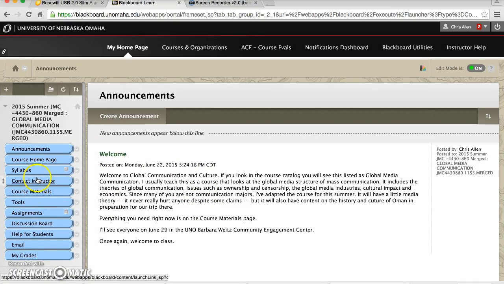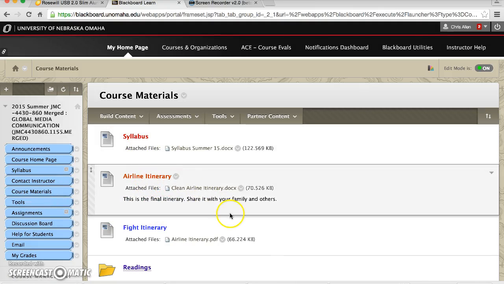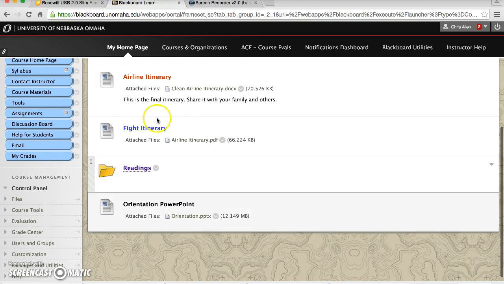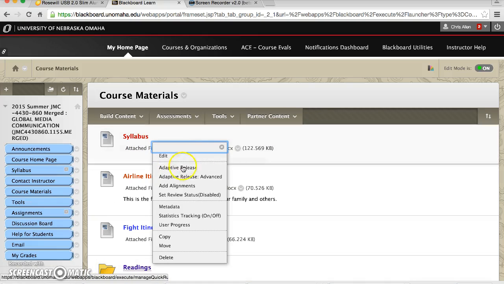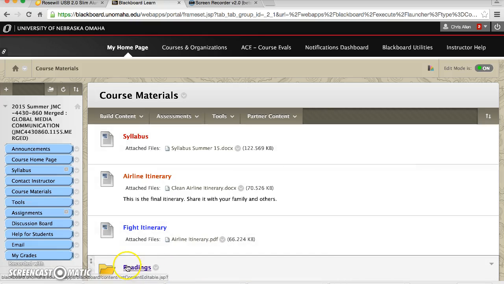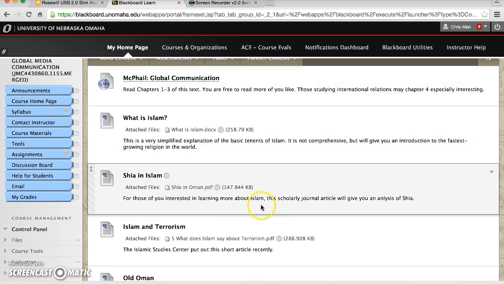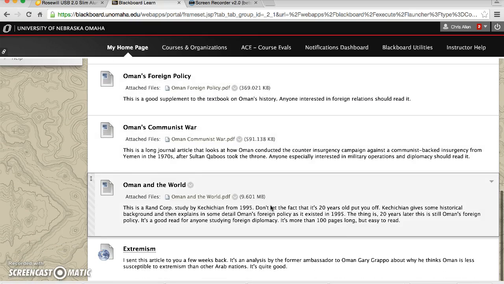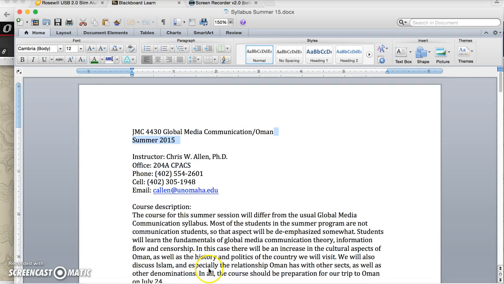Here is, if you go down, this is our Blackboard page, and if you go down to course materials, you will see everything that you need: the syllabus, the airline itinerary as it stands, and the flight itinerary, all of the readings, and this is where you'll find the McPhail, the What is Islam, the Shia in Islam, and a number of readings that aren't on the syllabus, but I think will be very, very helpful to you. Back on the syllabus, one final thing.